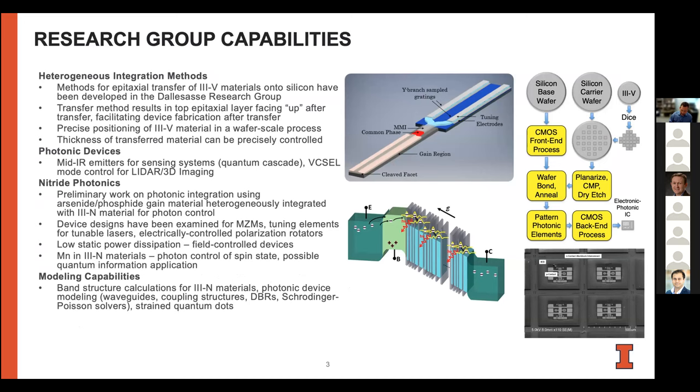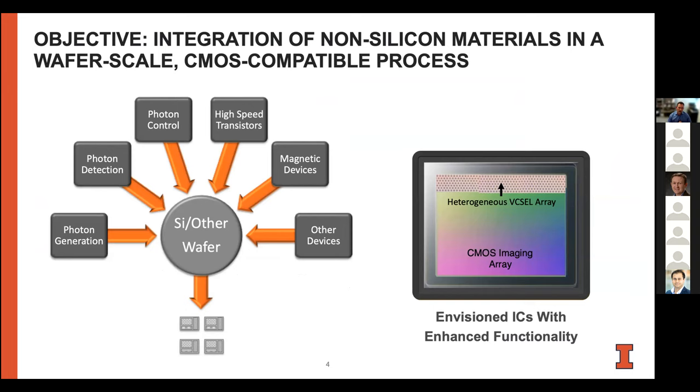So the goal of what we're doing is to be able to bring other sorts of materials than silicon onto a silicon platform in a wafer scale process, such that we can create defined regions of photonic, for example, functionality or electronic functionality on a silicon wafer that may have electronics coming, say, out of a front end of line process in a CMOS fab.